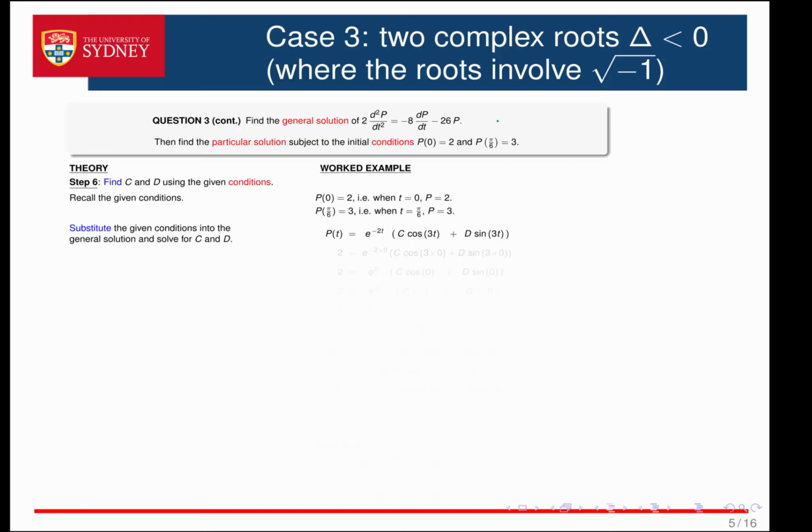Because the first condition says that when t is equal to 0, p is equal to 2, we use the general solution and substitute 0 for t wherever t occurs, and substitute 2 for p wherever p occurs. This gives us 2 is equal to e to the negative 2 times 0 times c cos of 3 times 0 plus d sine of 3 times 0. The right hand side then simplifies to e to the 0 times c cos of 0 plus d sine of 0. Now cos of 0 is equal to 1 and sine of 0 is equal to 0. So the right hand side simplifies to just c. So c is equal to 2.